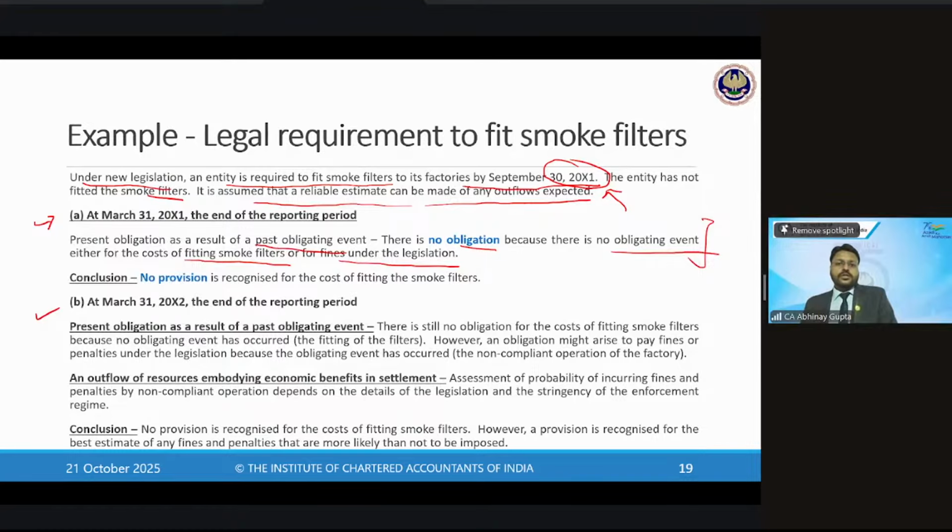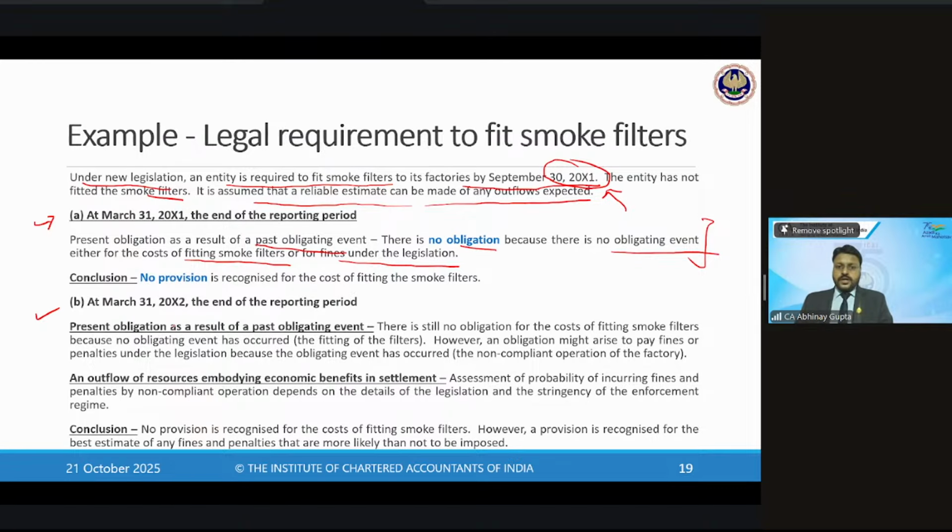If the company has not fitted the smoke filters, then the company has not taken any action on getting the smoke filters fitted. So there is no past event, at least in terms of the fitting cost, right? But the company has defaulted on the legislation by now. Yes or no? Yes, they have defaulted on legislation. Because they have defaulted, making this default by the year end is a past event.